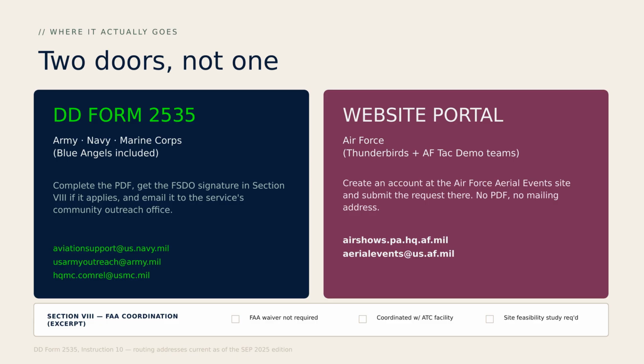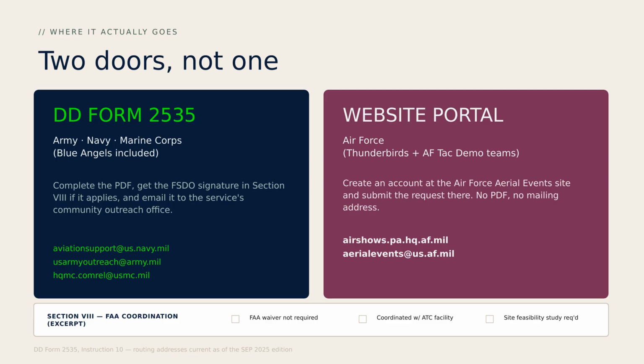Bringing this all together, remember 2 clocks in one edition. The 2-year clock applies to full demonstration teams, the Blues and Thunderbirds, with a July 1 deadline either way, and the only variable is whether that request travels as a form or as a website submission. The 1-year clock applies to Tac Demo Teams, and even that isn't uniform. Army needs just 60 days, and the Marine Corps runs to its own August 26 date.